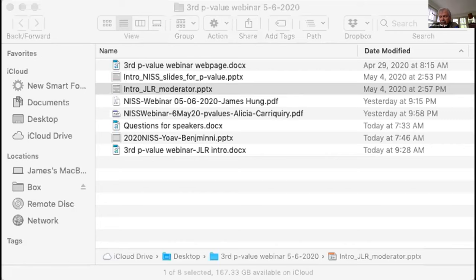In 2017, the ASA published the ASA Statement on P-Values, Context, Process, and Purpose. Since that time, many statisticians have been thinking and writing about alternatives to the traditional p-value. This culminated in the publication of the special issue of the American Statistician, Statistical Inference in the 21st Century, A World Without P Less Than 0.05. On May 23rd, 2019, NISS hosted a webinar discussing the major ideas covered in some of these papers.